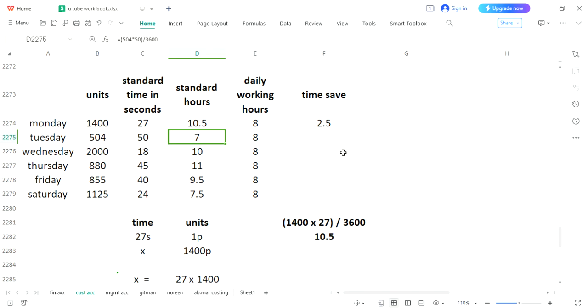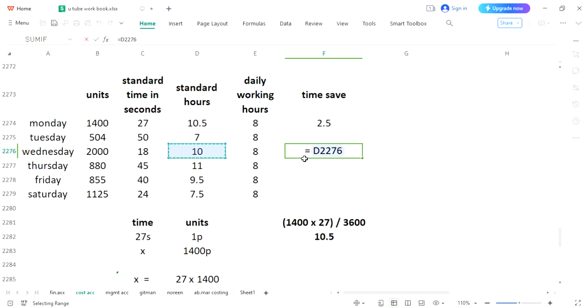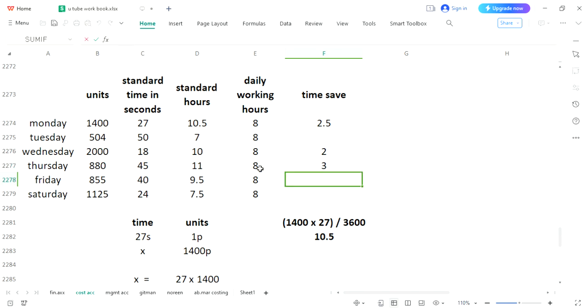Now on Tuesday, standard time was 7, and he had taken 8 hours to complete that job. It means time has been wasted. No time saved is present on Tuesday. On Wednesday, standard time was fixed at 10 hours, and he had completed his job within 8 hours. Yes, time has been saved. 10 hours minus 8 hours, so 2 hours were saved on Wednesday. Now on Thursday, you can now understand that 11 hours was standard, and he has completed his job within 8 hours. So 11 minus 8, 3 hours saved.